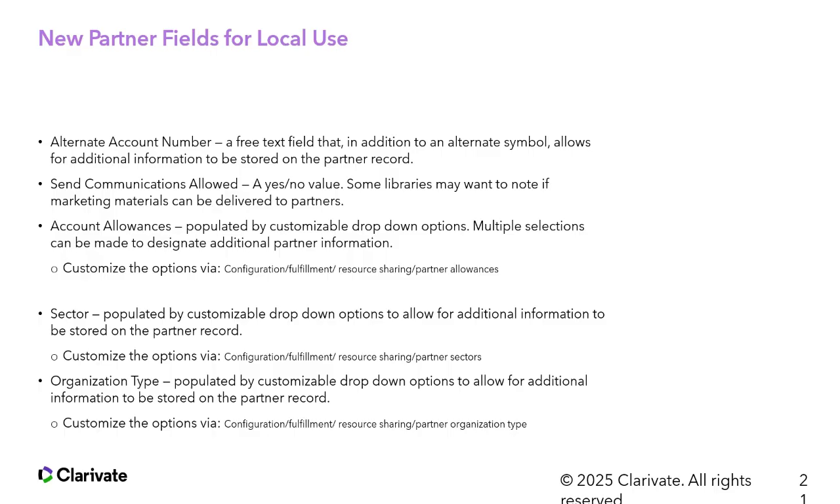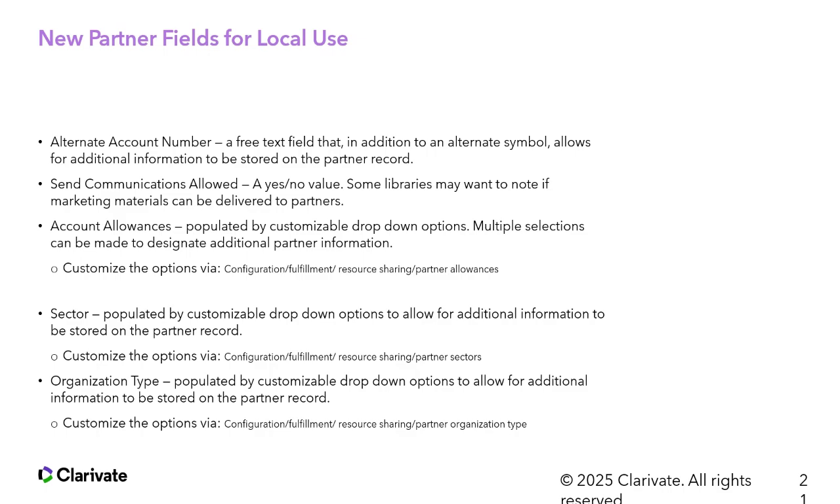Send communication allowed is a new field of a yes or no value. Some libraries may want to note if their local marketing materials can be delivered to partners, and this field can be used accordingly. Account allowances, sector, and organization type are fields that will only show on your partner record if they have been customized by your library to do so. Each of these new fields has their own customization pathway, and you can customize those options to then show the values that would be represented and available to you under those fields.